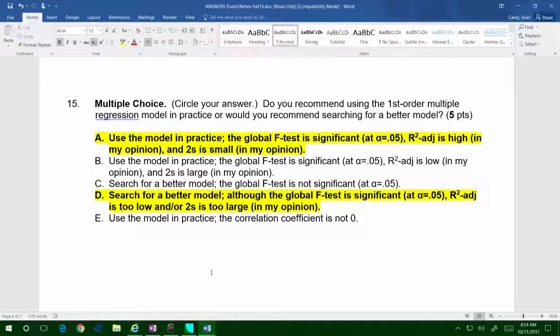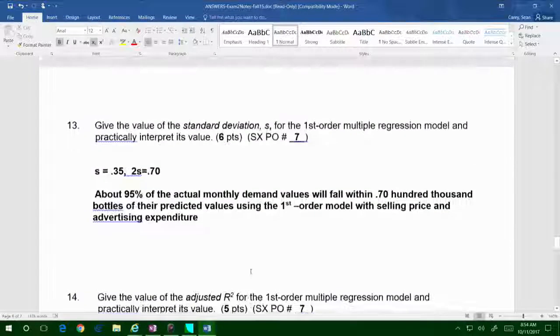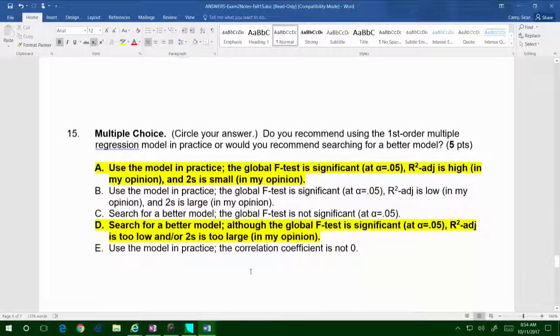Well, you have to judge the magnitude of the R squared statistic. Is it high enough for you? This was about 68%. And you also have to judge the magnitude of the standard deviation, the 2S. Is it small enough for you to be happy? What was the standard deviation? I forget. 0.7. So predicting demand within 0.7 100,000 bottles. So you have to make that judgment call.